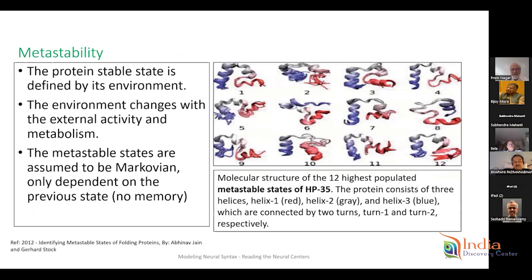Metastable states are assumed to be Markovian, only dependent on the previous state, not a memory. Now, these are the 12 different states of the protein. It's a molecular structure of the 12 highest populated metastable states of HP35. And this consists of 3 helices, 1, 2, and 3, connected with 2 turns, turn 1 and turn 2, respectively. And there are 12 such examples.